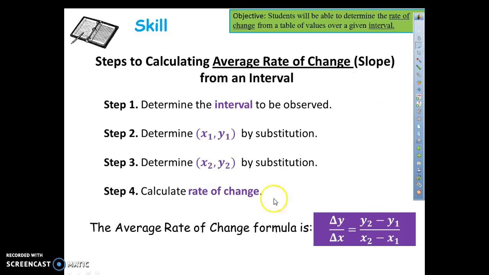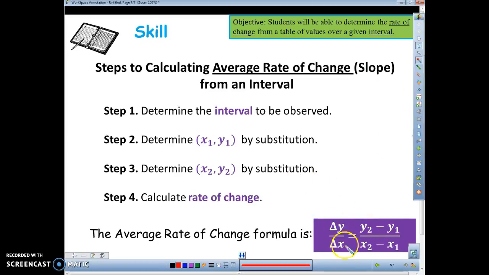So here's our average rate of change formula. It is said as delta y over delta x equals y2 minus y1 over x2 minus x1. Now don't be scared of this formula. This formula is very, very simple. You're used to it. All it is is rise over run. Include this too in the formula box that you have in your notes. That's all it is, rise over run.